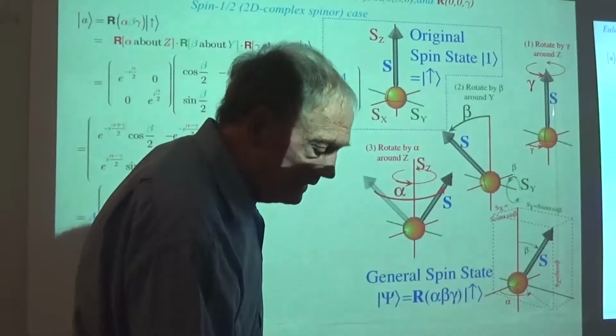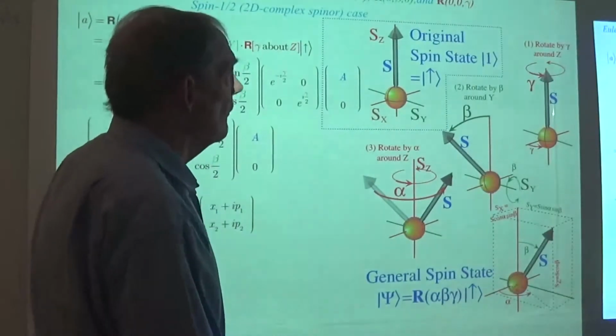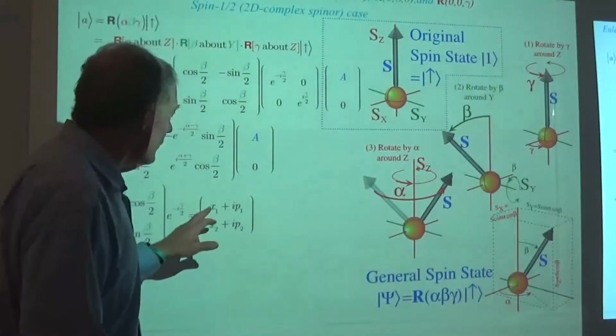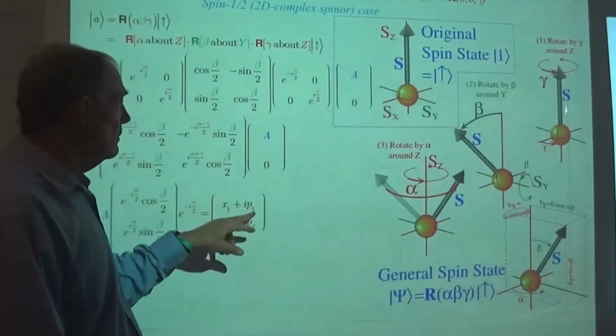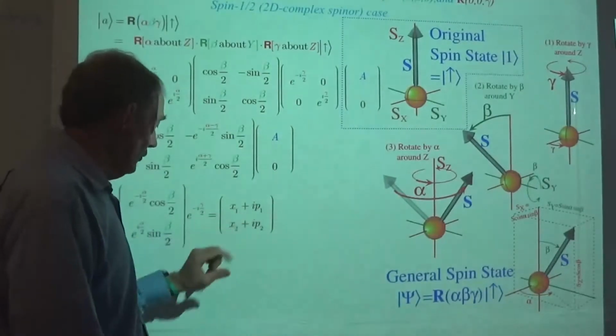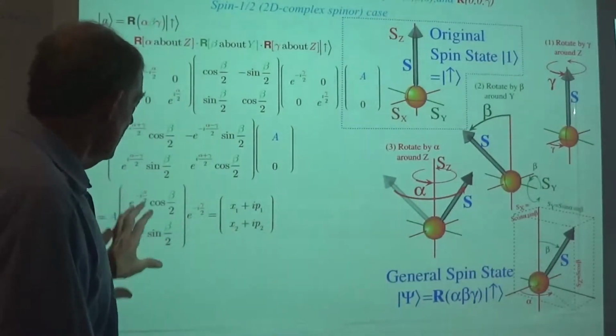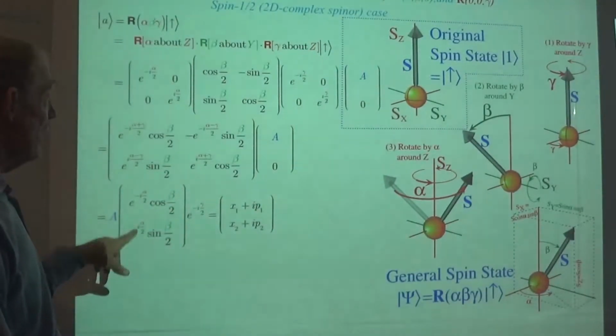See if I've got that. This looks like I've jumped ahead just a little bit here. No, that's fine. So this is the spinor space that we started this lecture with, x1, p1, x2, p2, or a1 and a2. So this is giving us the polar coordinates of that.